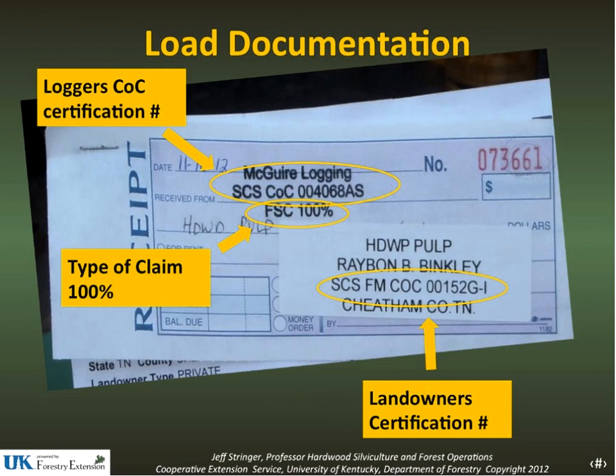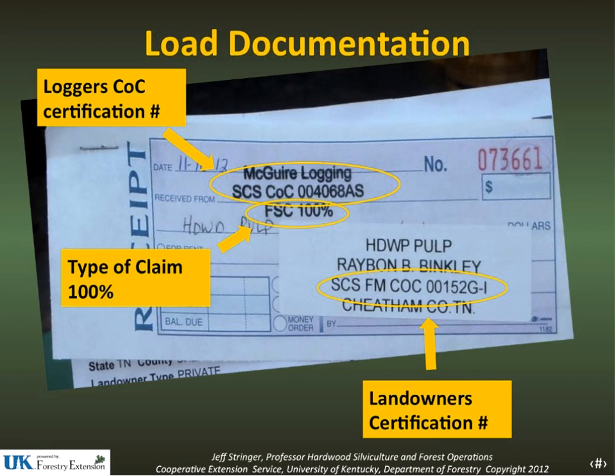Now, Mr. McQuire, this was the first tract he'd done with certified material. So instead of using normal load tickets, he just got a receipt book, if you will, and used it as a load ticket. Now look what he's got on there. He put a stamp on there that has McQuire Logging, SCS, COC, and that's his certification number. That's his FSC certification number. And it's got a claim on it that says FSC 100%. So the material that he's got on this load, this truck, 100% of it is FSC.